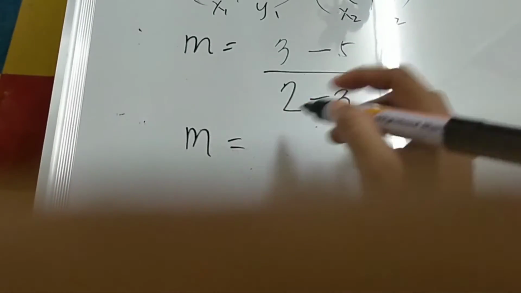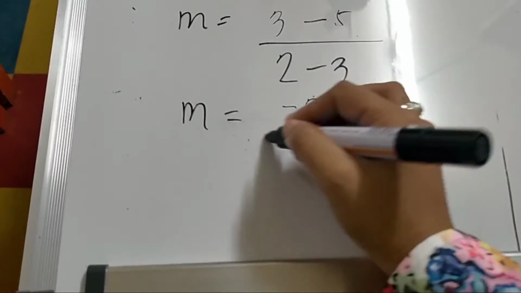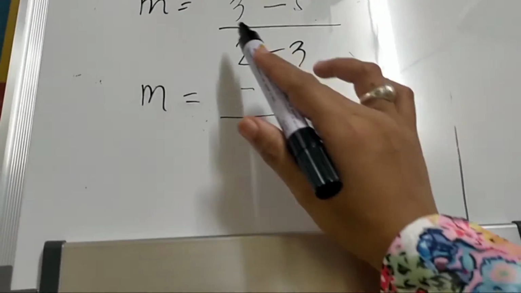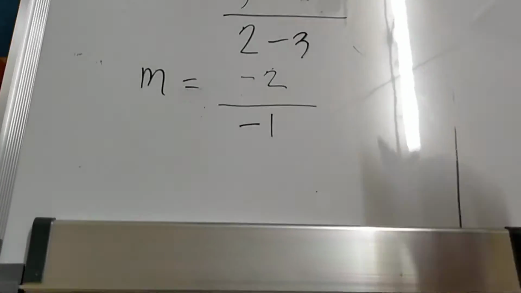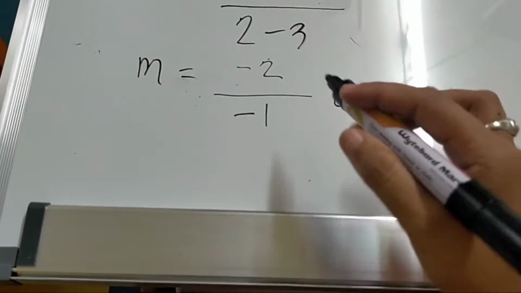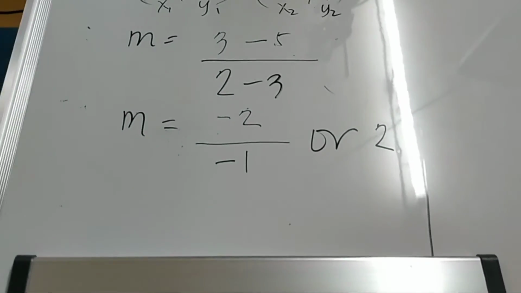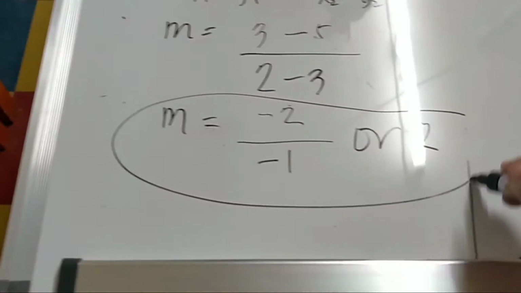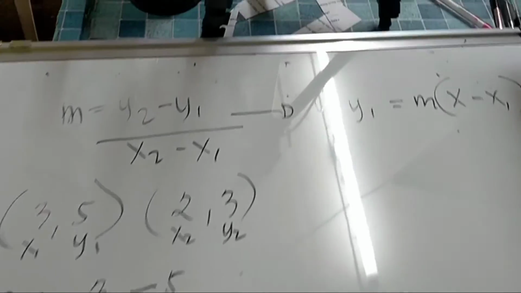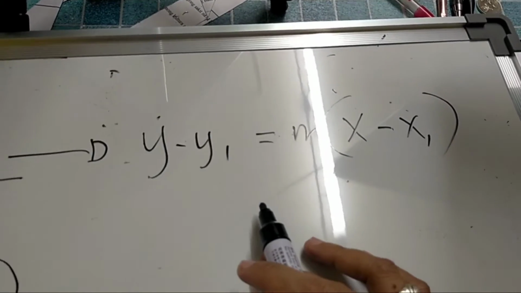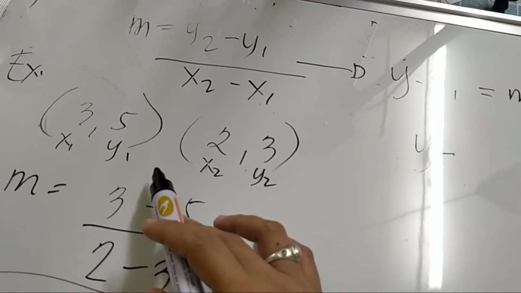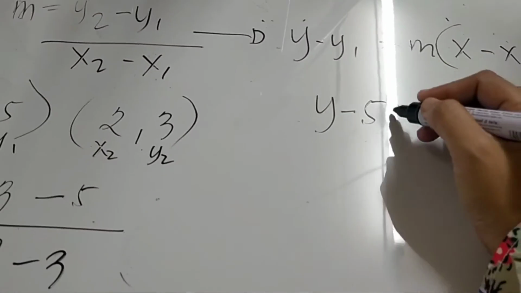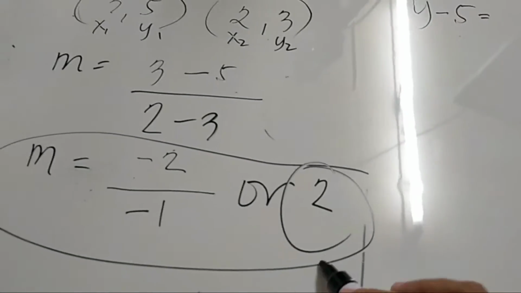Okay, m is equal to 3 minus 5. 3 minus 5, class, is negative 2 over 2 minus 3, which is negative 1. Nakuha na nato ang slope. Negative 2 over negative 1 is positive 2. That will be our slope. After finding the slope, let's proceed to the point-slope form. We have y minus our y sub 1, which is 5, equals our slope, which is 2, times the quantity.